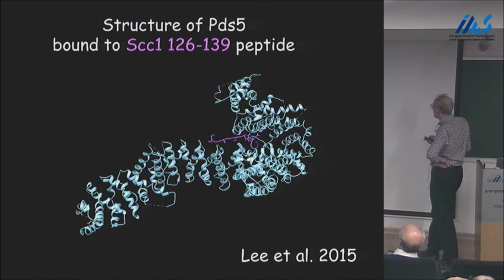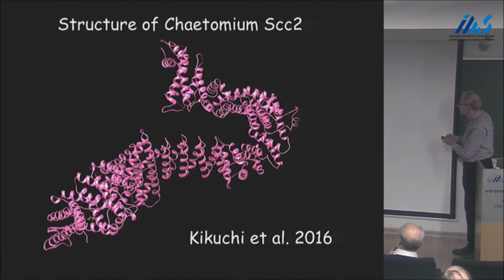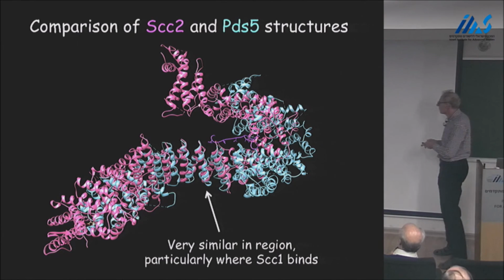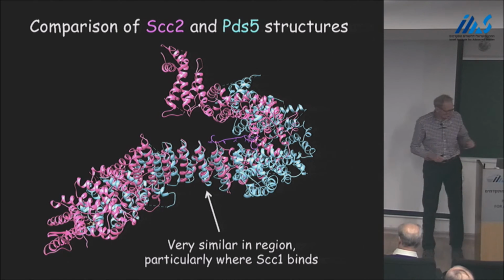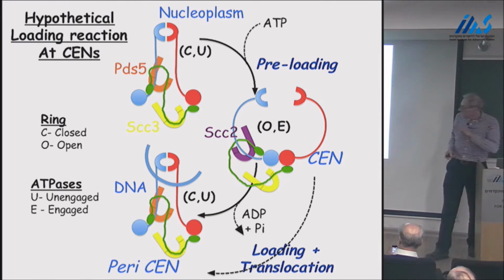This is PDS5 bound to a little fragment of that cohesin. This is a structure from Jan's lab that we published last year. This is the Hung-Tao structure of SSE2, and you can see how structurally homologous they are in this region. This is the PDS5 and the SSE2 together, and you can see in the region where we know the cohesin binds to PDS5, the SSE2 and PDS5 are structurally very similar. So you could see these two guys competing for binding to this region.